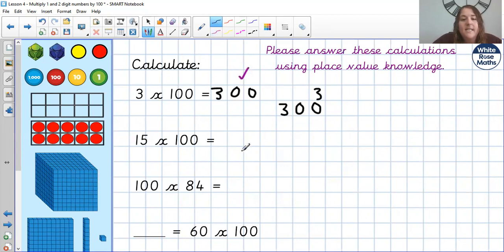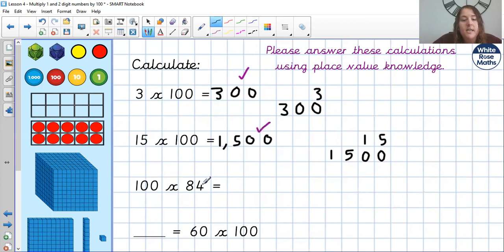Then we've got 15 times 100. So I'm going to start off with my 15, and I'm using my imaginary tens and ones column, and then they need to go 2 spaces to the left. So my 1 has gone 1, 2 spaces, and my 5 will as well. And then I add my 2 space saver zeros in to get the answer 1,500. And you can see I've added the comma in here to help me read it. So if you got 1,500, give yourself a tick.